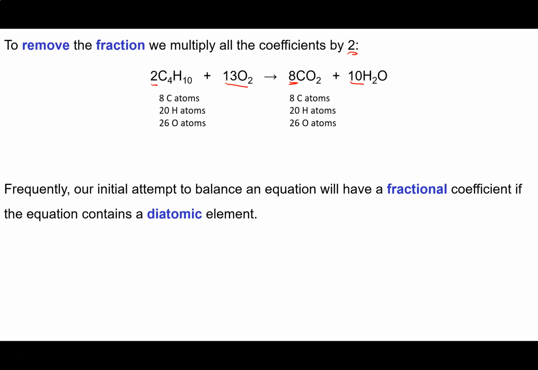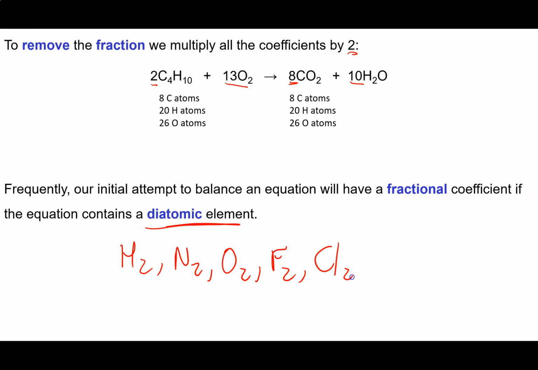So I've finished balancing. A little hint here is that often when you have a diatomic element, so that's H2, N2, O2, F2, Cl2, Br2, or I2 as well, our first attempt at balancing will often lead to a fractional coefficient, and we have to multiply through in this way to get rid of that fraction.